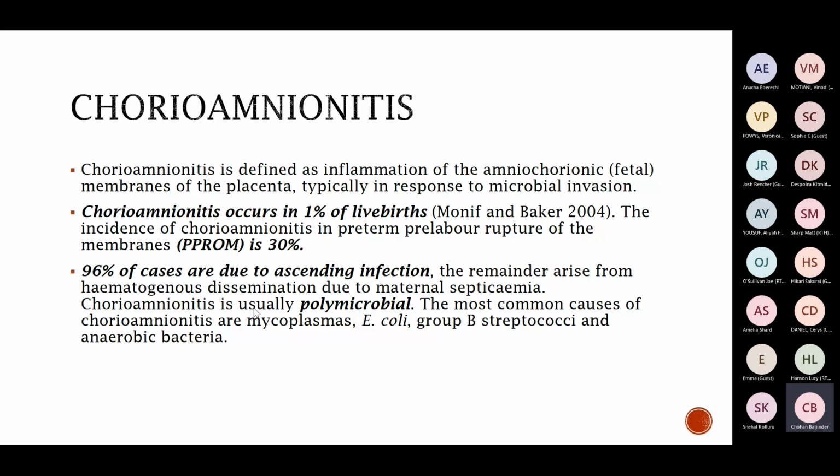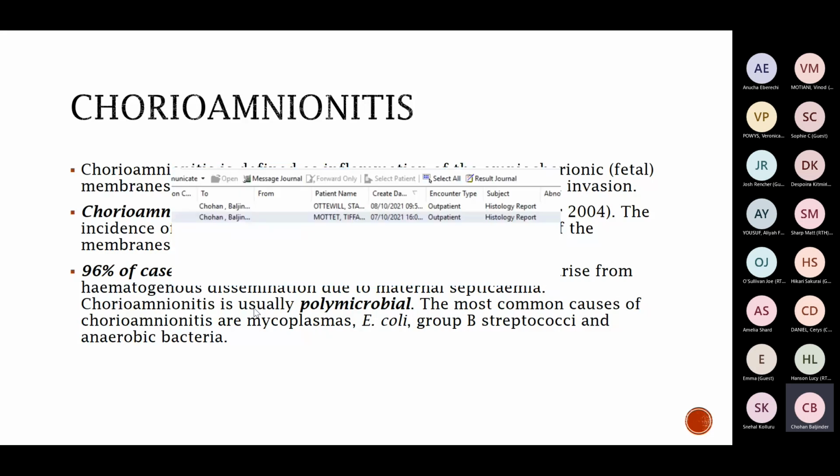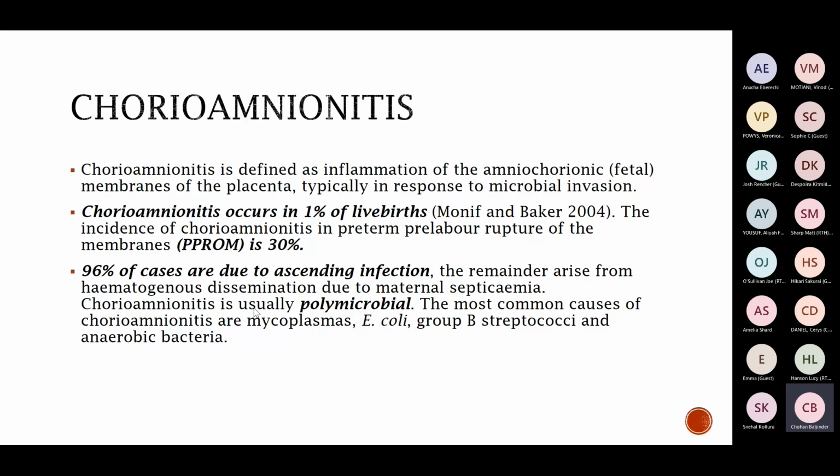It occurs in about 1% of live births, but the incidence is increased if there's pre-labour rupture of membranes, up to about 30%. 96% of cases are ascending infection, and the rest of the time is because of septicemia from infection from mum. And usually there's more than one bug involved, but the commonest ones are E. coli and Group B strep. And the Group B strep, I can't remember who mentioned it earlier on, but that's why we would then give mum antibiotics to try and reduce the risk to baby.